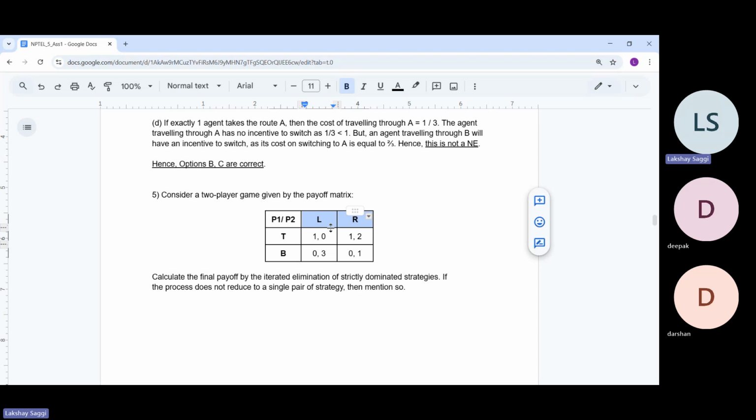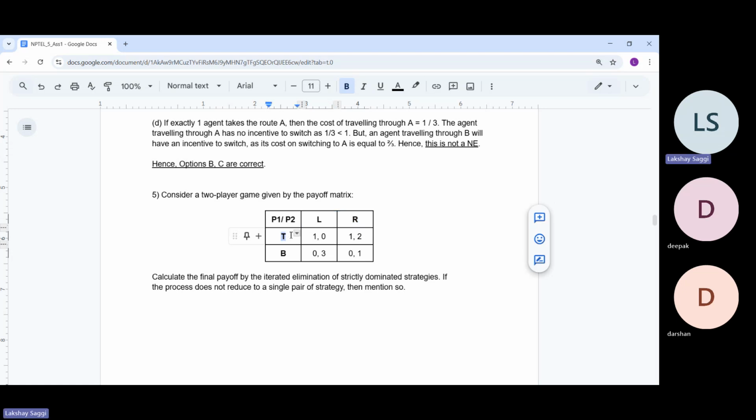This problem is a bit simple. There are just two strategies for the row player, T and B. Similarly, there are two strategies for the column player, which are L and R. So let's see if there is some notion of strict dominance between L and R. Let's see if L strictly dominates R, or R strictly dominates L, or none of these.